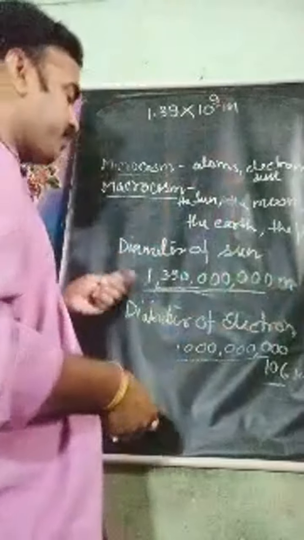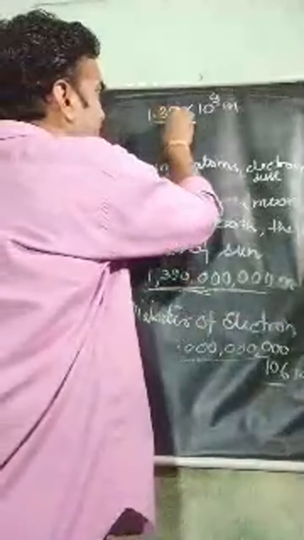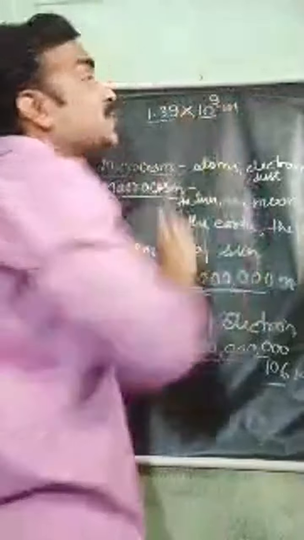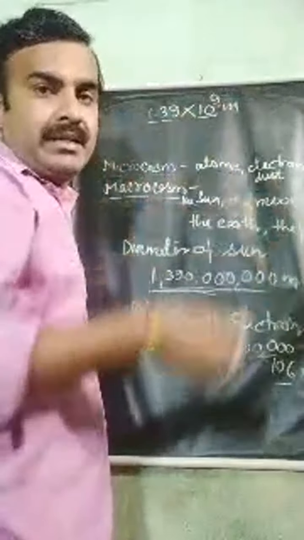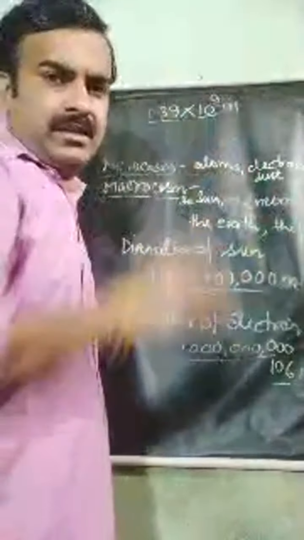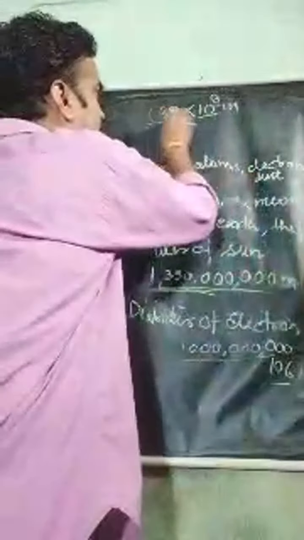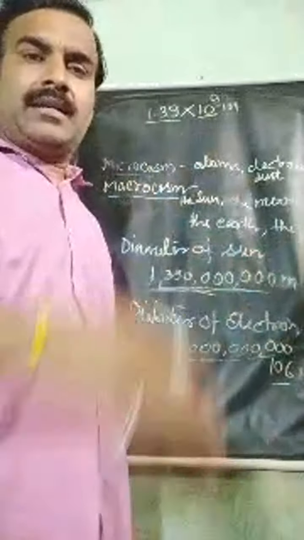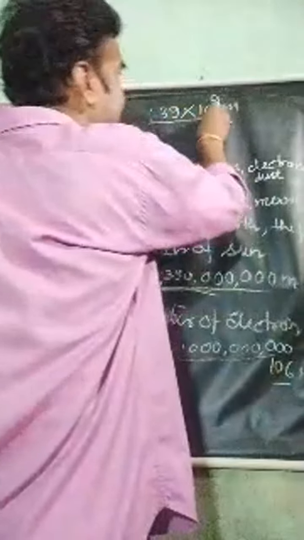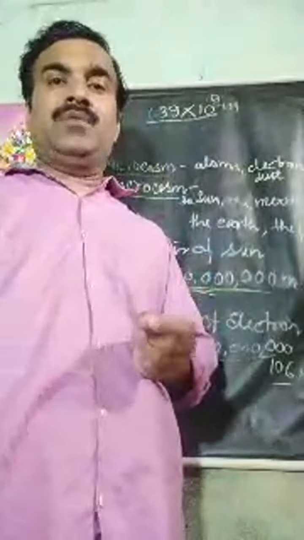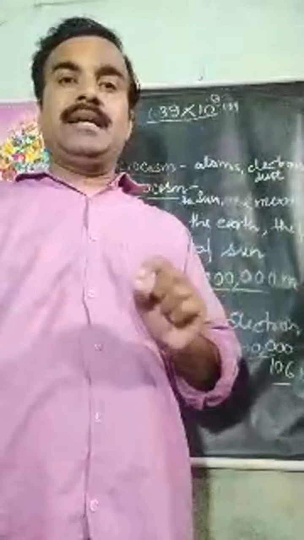Now this is the numeric form, from 1 to 9, and this one is the exponential form, 10 to the power of any number, not only 1 to 9, it could be 10 or 100,000, anything. If we write in this form, it will be quite easier for us to solve any problem.